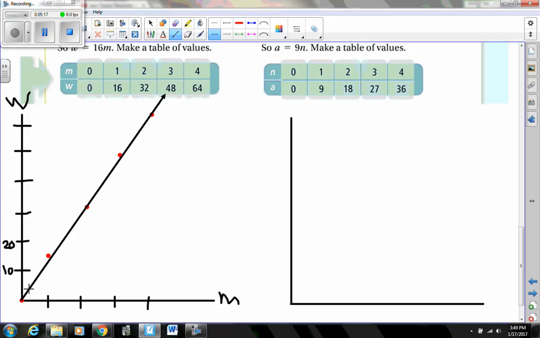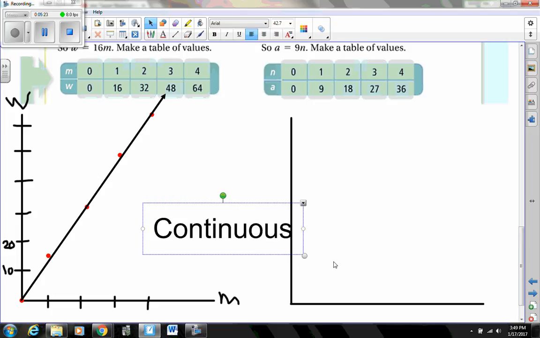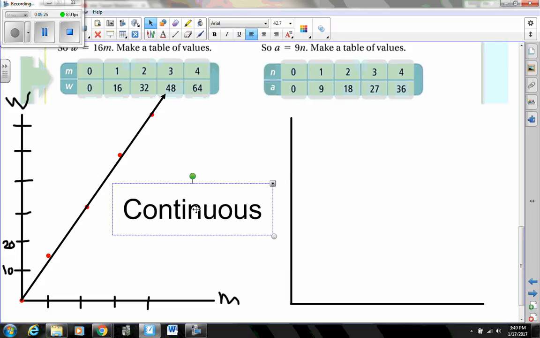The reason I can do that is because this is a continuous graph. A continuous graph, because I'm using gallons of milk, and I can certainly use 0.2 gallons, 0.3 gallons, 0.8 gallons, any decimal number that I want.